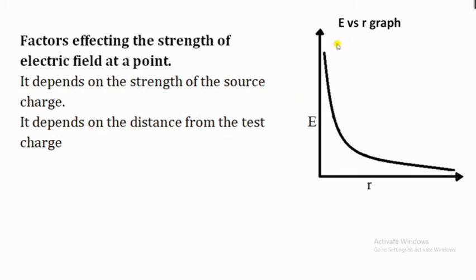So this is the electric field versus distance graph. When distance is very small, you can see electric field is very high, and when you go far away, the electric field decreases and becomes zero at infinity. Out here you can see when R is zero, the electric field is infinite, because this line becomes parallel, and when R reaches infinity, E becomes zero. So electric field decreases when R increases.